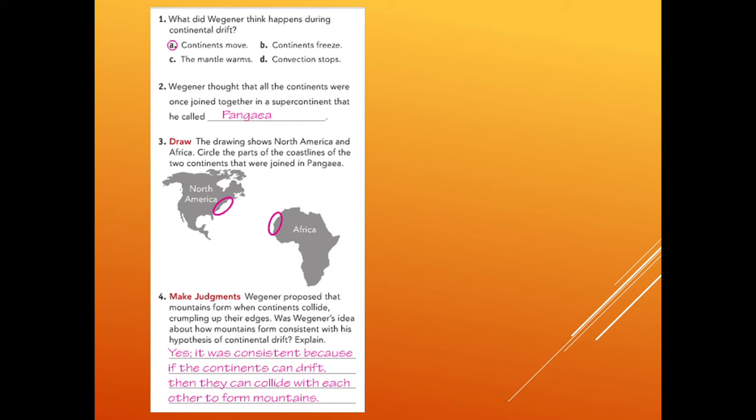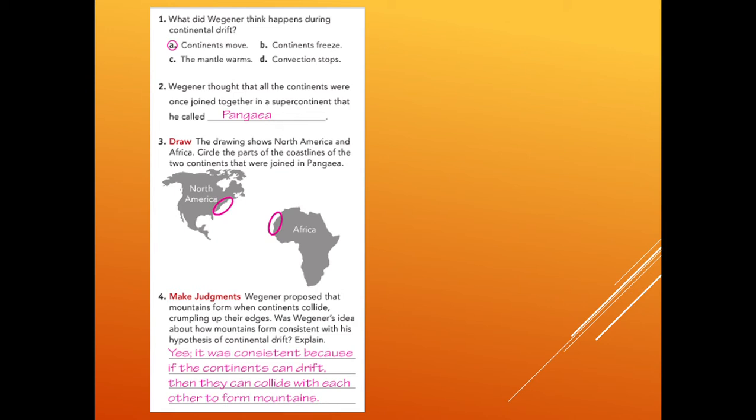Okay, let's go with number 2. Wegener thought that all the continents were once joined together in a supercontinent that he called Pangaea. Yes, remember that we studied this before in one of the lessons, that the combination of all of the continents that he was theorizing about was called Pangaea.